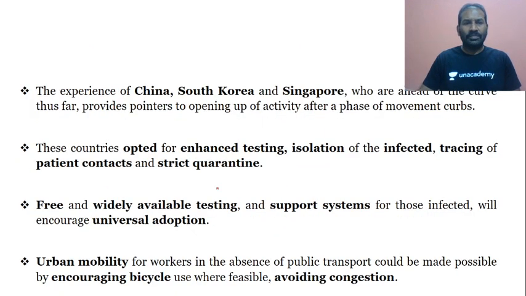Now we will look at the kind of testing other countries have done. Just for information, China, South Korea, and Singapore have opted for enhanced testing, and they have gone ahead with isolation and stricter quarantine, which are important measures to look into. They have also gone ahead with free and widely available testing.